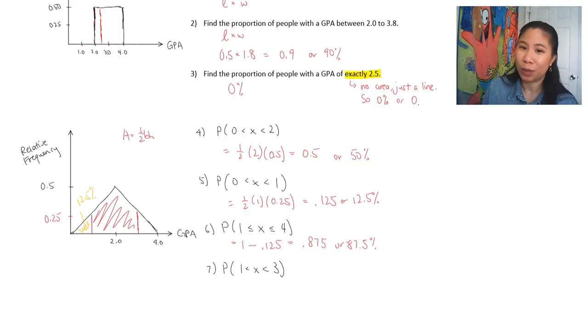Alright, for this last example of this graph, we're going to look for the proportion of people with a GPA between 1 and 3.